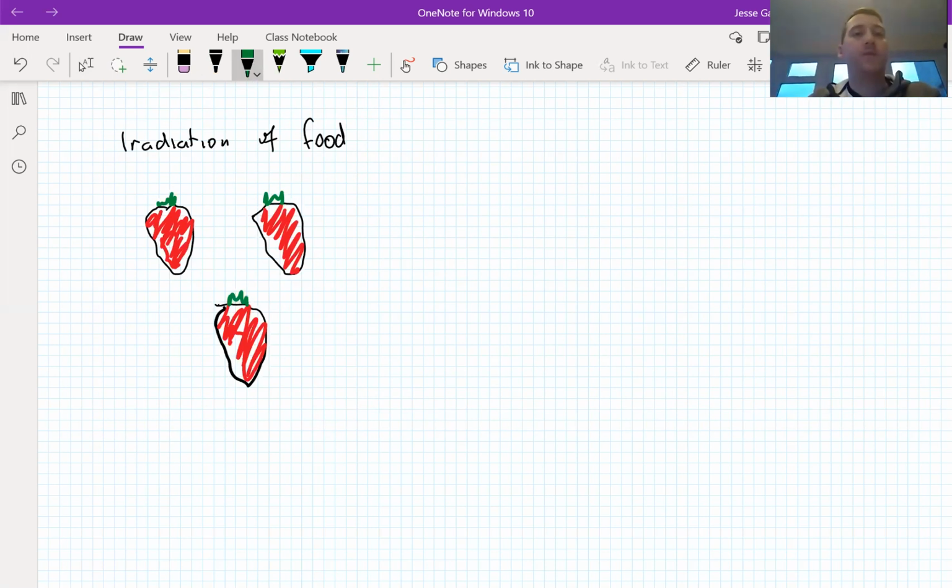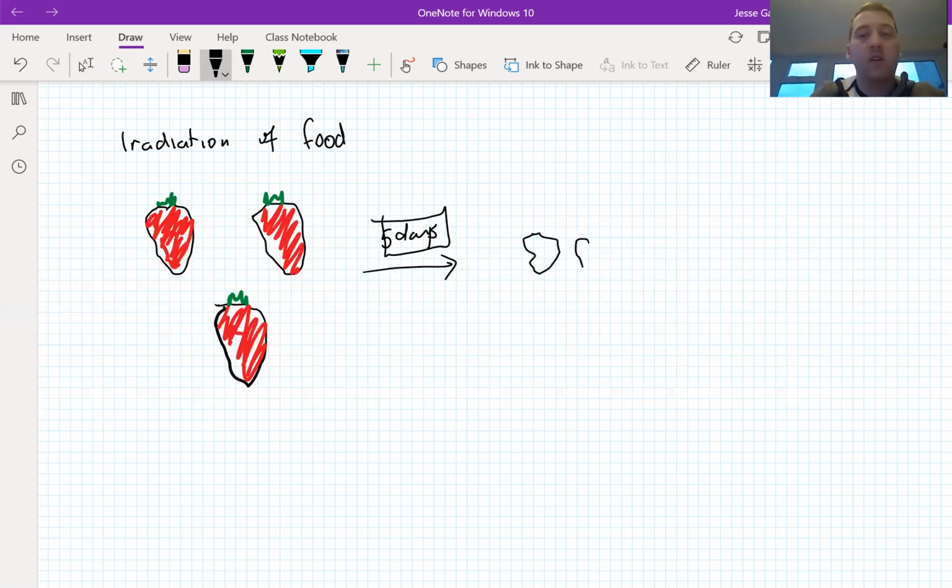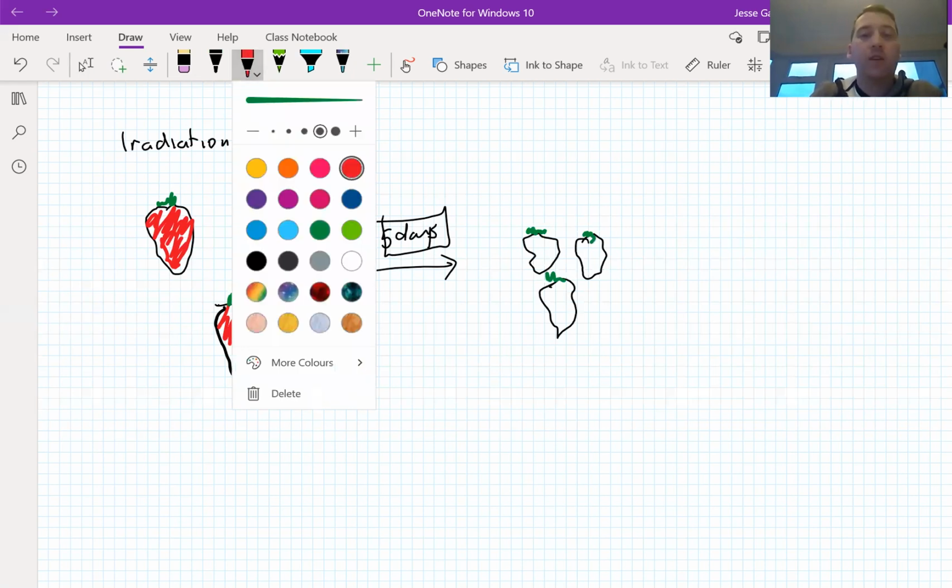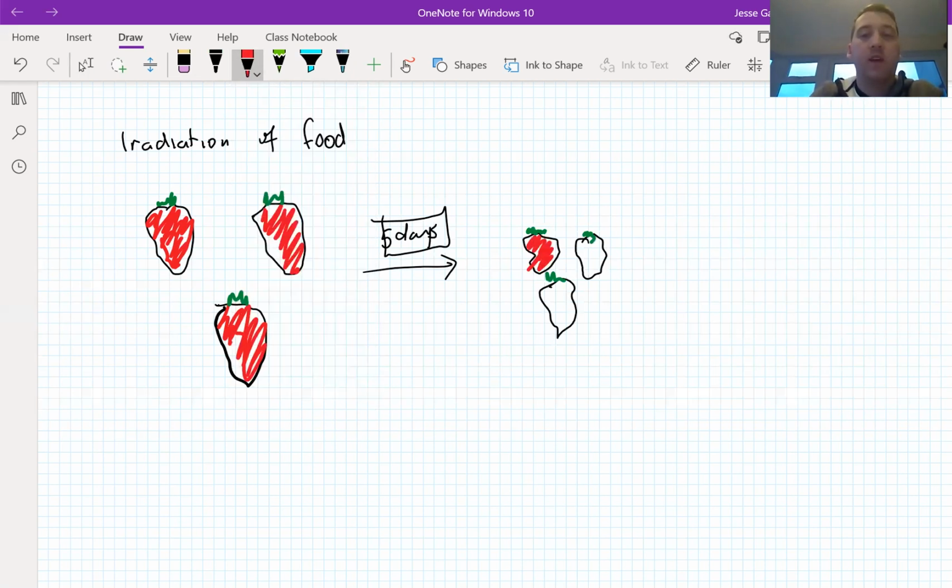Right. Now say we take our strawberries and we leave them on the shelf for five days. What's going to happen to them? Well, they're going to go all squishy. If I don't eat them after five days, they're basically going to rot. The reason for this is the bacteria inside them are going to feed on them and rot them. So they're basically going to be shriveled and rotten and not very nice.